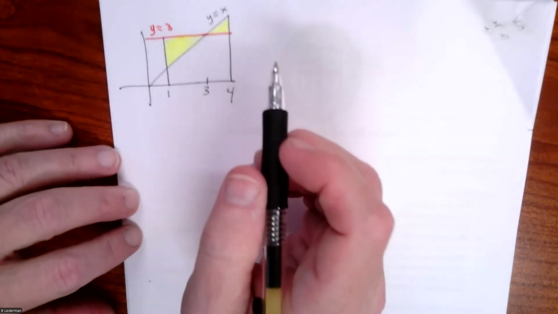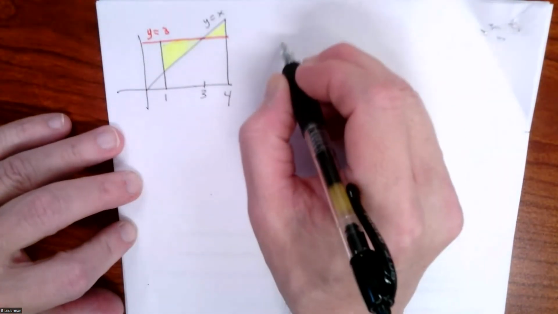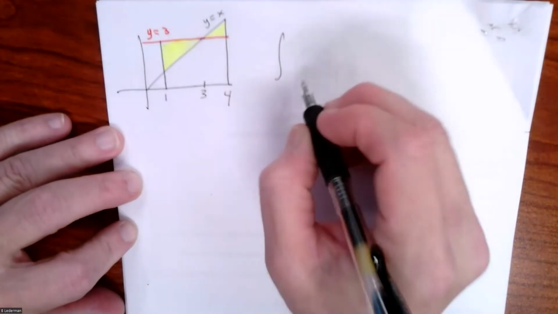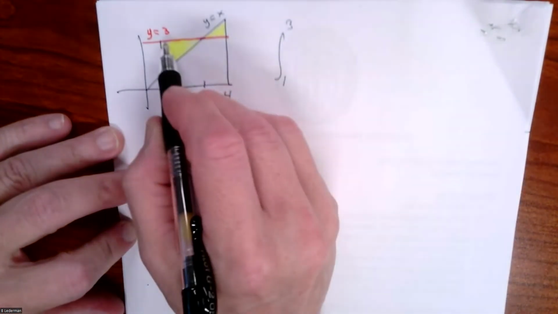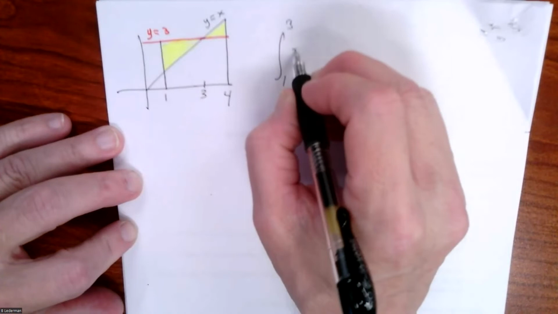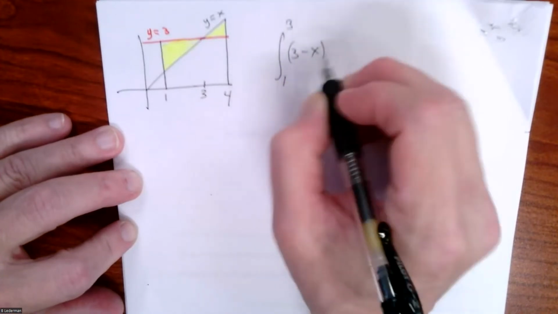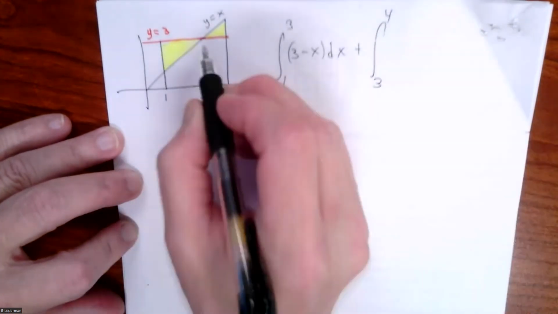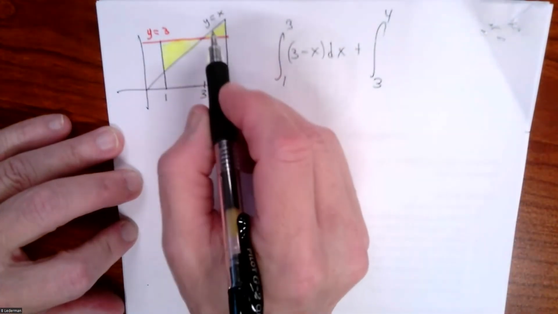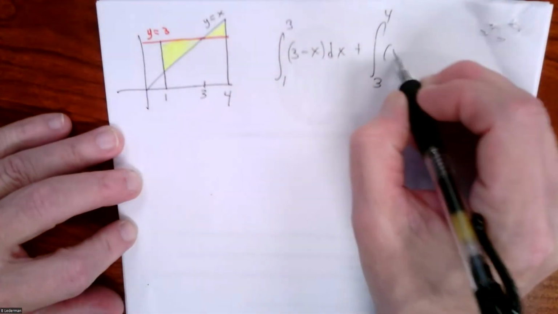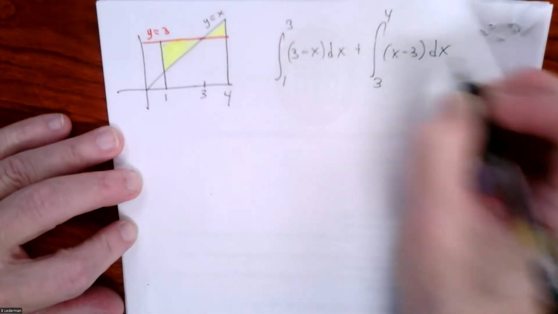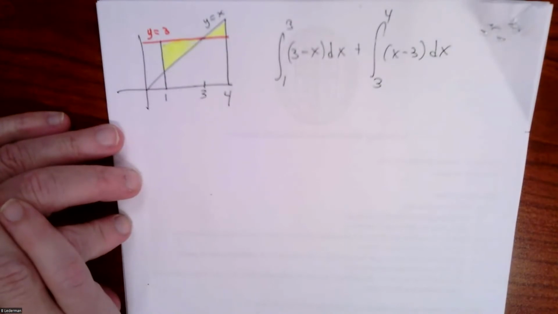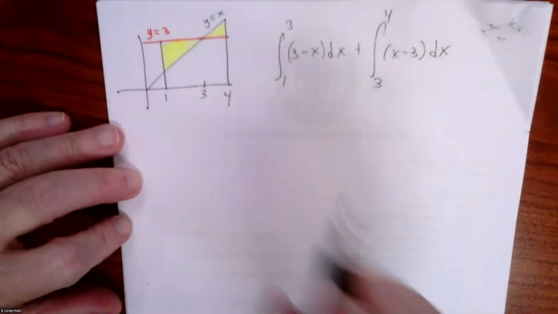So we're going to have to break this up into two separate integrals, and it's going to go like this. We're going to go the integral from 1 to 3 of the red minus the black, so it's of 3 minus x, plus the integral from 3 to 4, because I have to do the rest of it, and there it's x minus 3. And now I'm going to combine these two separate integrals, and I'm going to get my answer.